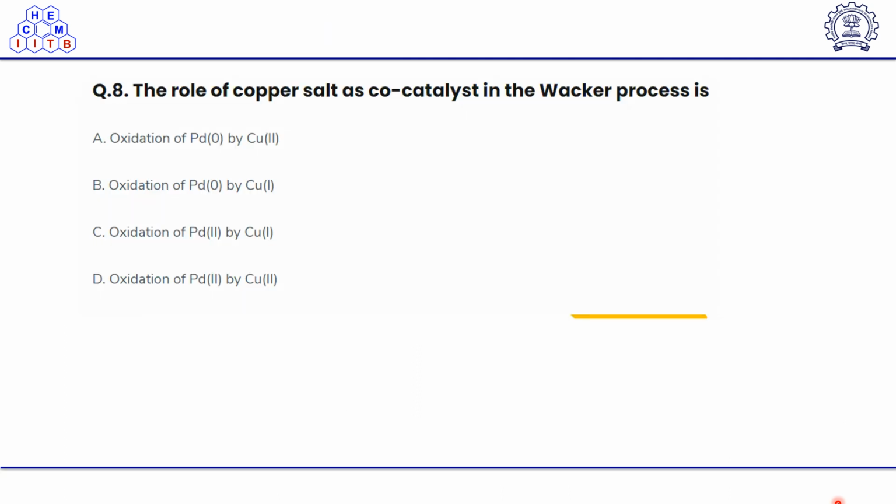So the first question is, the role of copper salt as co-catalyst in the Wacker process is: first, oxidation of palladium 0 by copper 2, then oxidation of palladium 0 by copper 1, then oxidation of palladium 2 by copper 1, and oxidation of palladium 2 by copper 2. So I will give some time and then you can think about the answer by that time.